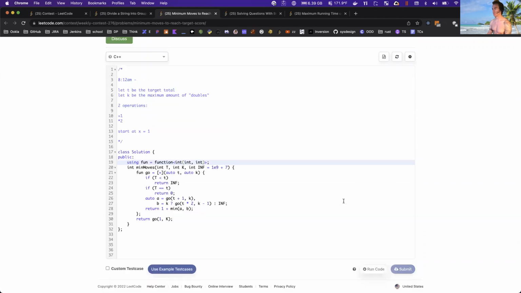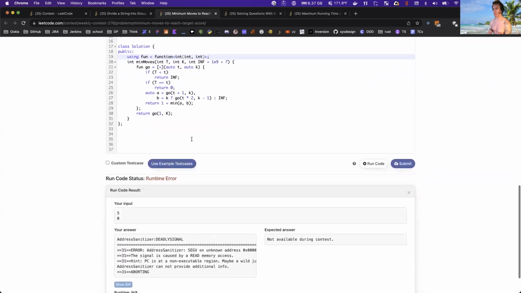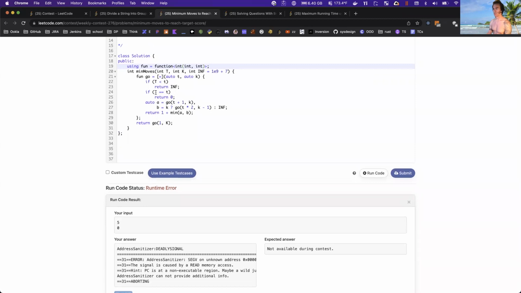Okay, 5 and 0. So what happened here? t plus 1 should be fine. 2 times, k and t times 2. Wait, no. The base case should catch that, right? It'll return infinity if we overshoot it. So 5 and 0, total is 5, it's 0. It should only follow this path. Plus 1, plus 1, plus 1, so it returns 0.